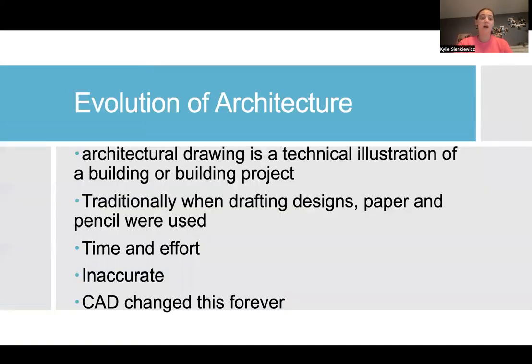All right, and how it revolutionized architecture. Architectural drawing is a technical illustration of a building or a building project. Traditionally, when drafting designs, paper and pencil were used, which obviously took a lot of time and effort and could really be super inaccurate. There could be a lot of issues with this and just problems. Obviously, drawing things by hand, there's lots of room for error. CAD completely changed this forever.